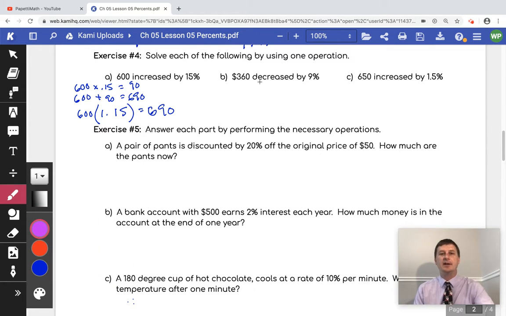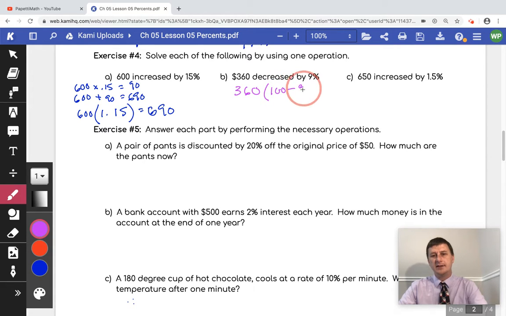Using that same line of thinking, we're going to do $360 decreased by 9%. Well, we need to think about if we have our original 100% and we want to decrease it by 9%, what's going to be remaining after? 100% decreased by 9%, we have 91% remaining. So we have 100% minus 9%, and that's going to give us 91%.